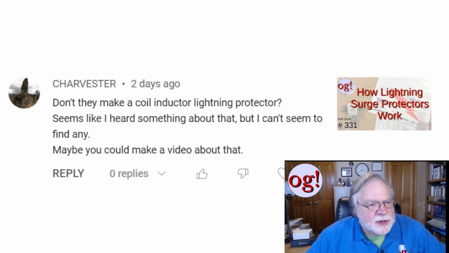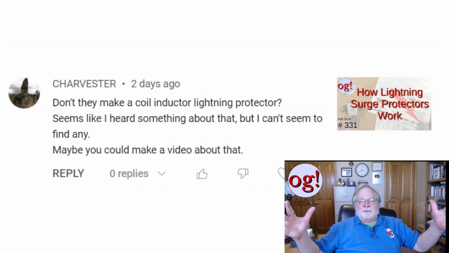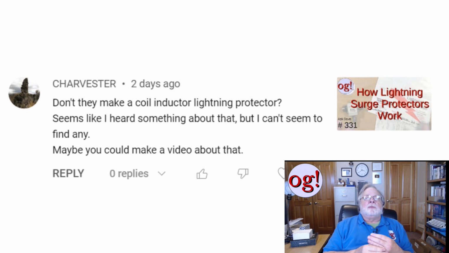Okay, Charvester. Don't they make a coil inductor lightning protector? They may, for like AC, you know, your power coming in. And I've seen them, they're about this long. Now, the problem with coils in RF is it doesn't take much of a coil. It can be pretty small to block the RF. A few microhenries can block the RF.